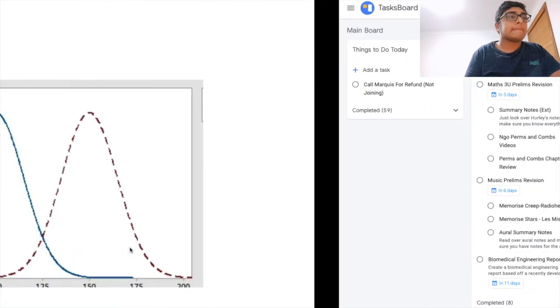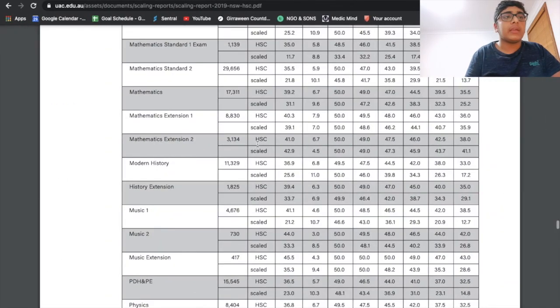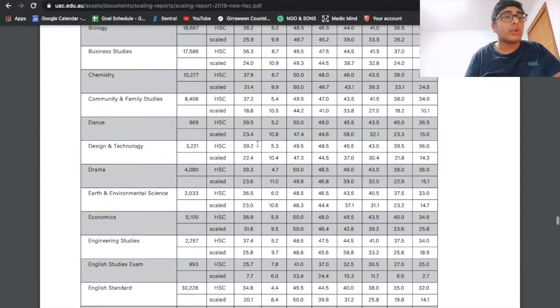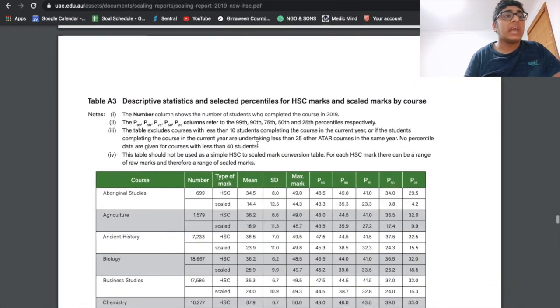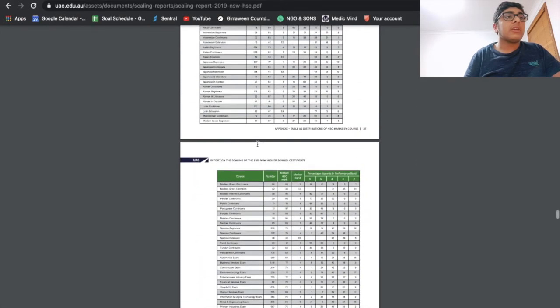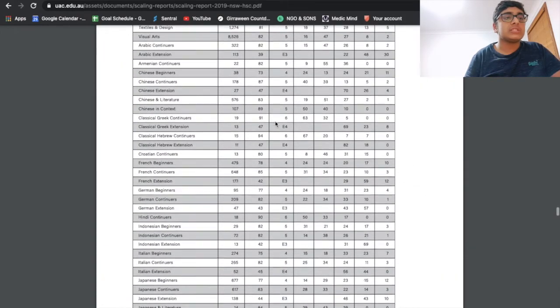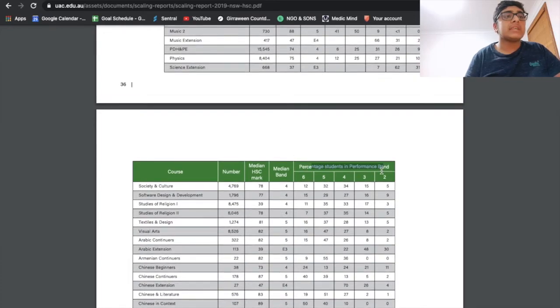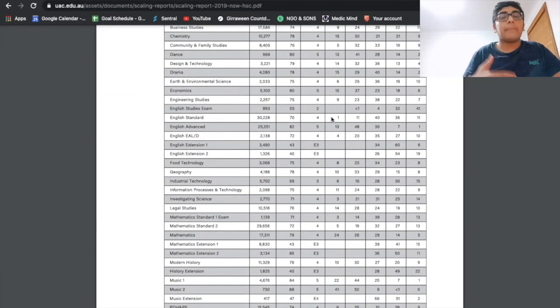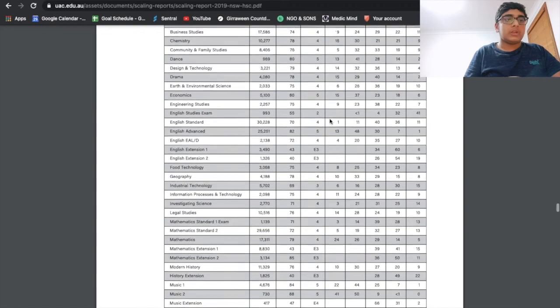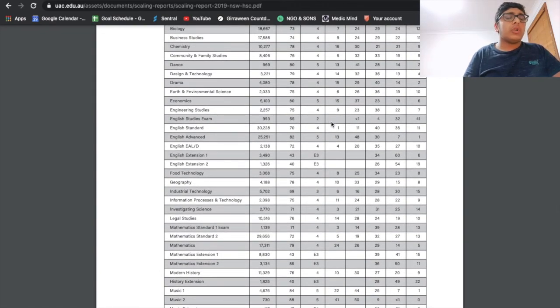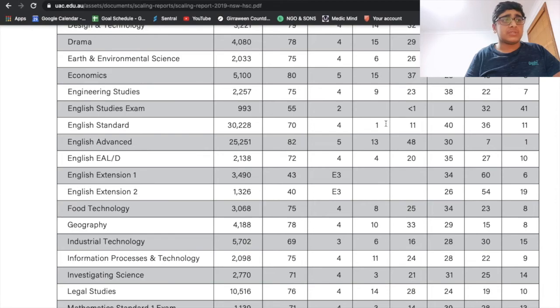Last of all, I just want to reiterate one thing. HSC is not a sprint, it's a marathon. You need to put in effort throughout the entire year to actually get really good. Another thing I want to draw your eyes to is the percentage of students in performance bands. This shows you roughly what percentage of students got band 6s or band 5s in that year. For example, only 1% of students got a band 6 in standard English, but 13% of students got a band 6 in advanced English. There's a drastic difference between those two.